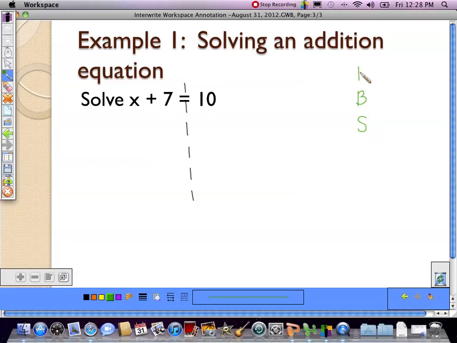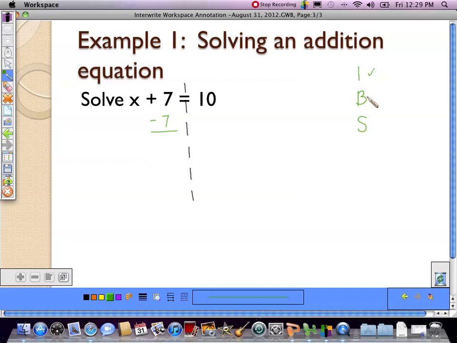Now, our first step is I, which stands for inverse operation. So in your head, you need to ask yourself, what operation are they performing to this variable? They are adding 7. So what's the inverse of addition? What's the inverse of adding 7? Yes, subtracting 7. It's the opposite operation. So that takes care of our first step.